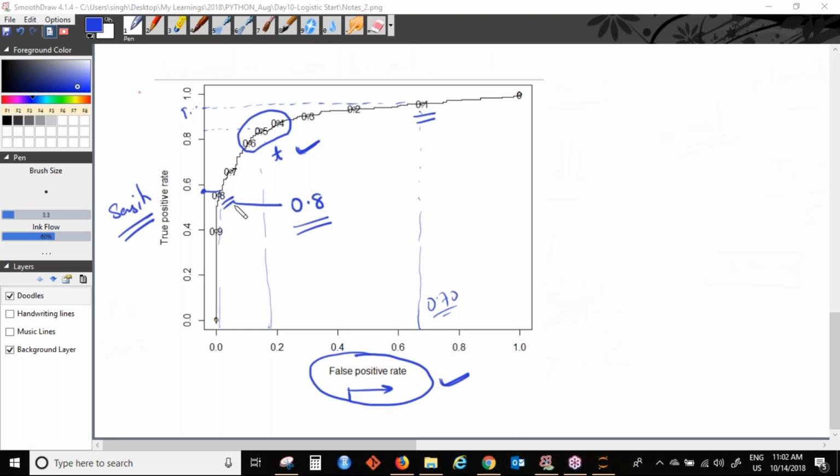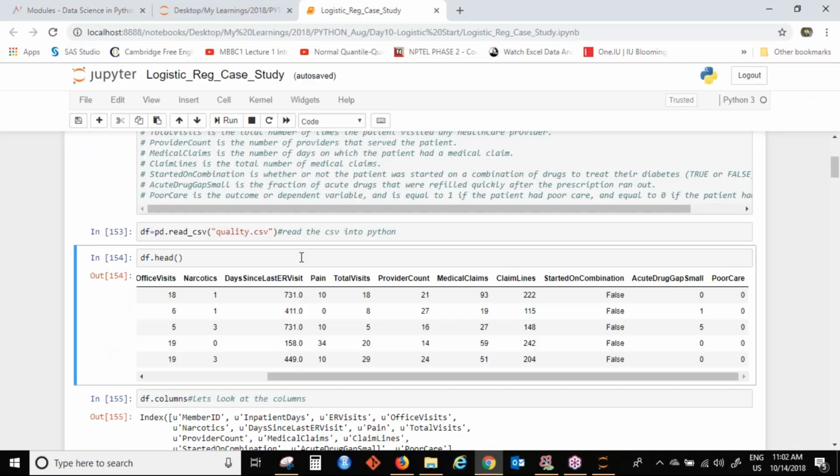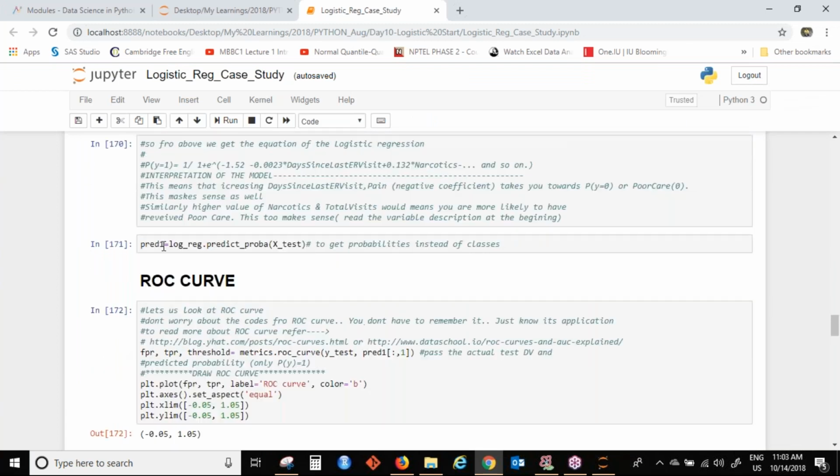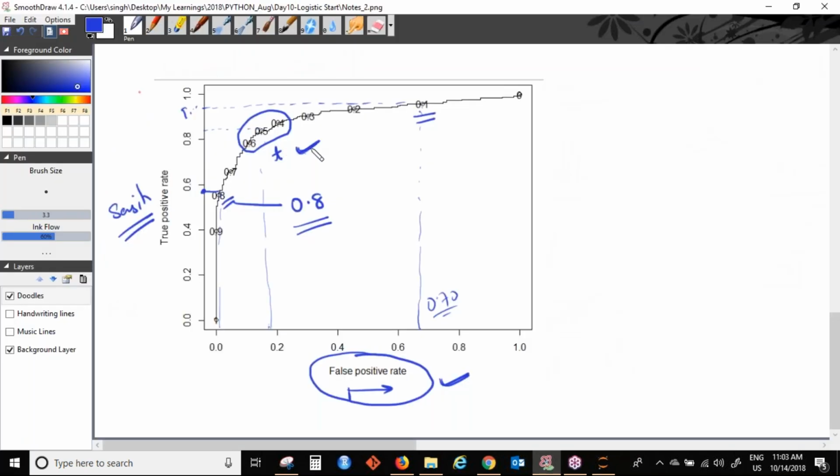Now let us look at how we get this in Python. These are the codes for it. If you see, it is not very difficult. After you get the predictions, remember one thing: you will only get a ROC curve if you have the predictions as probability, because you haven't decided your threshold yet. If you have already decided your threshold, you don't need a ROC curve. It must be a probability.